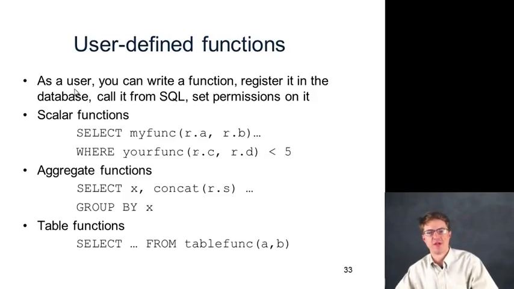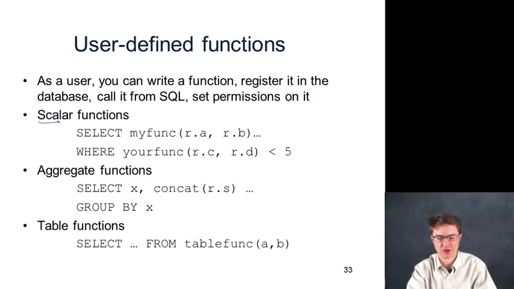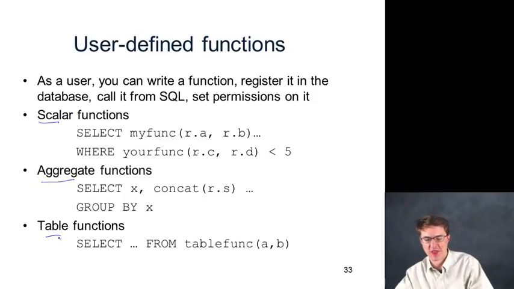Okay, so they're called UDFs, and as a user, you can write one of these things. You can register it in the database, and then you can call it from within your SQL statements. You can grant permissions for other people to use it as well. So the database becomes kind of a repository of user-defined functions that can be called from anywhere. And so there's three types to be aware of. One is scalar functions, the other is aggregate, and the third is table functions. And you can tell what they are by how they're used within the SQL statements.